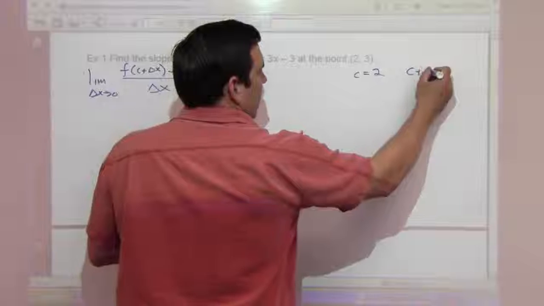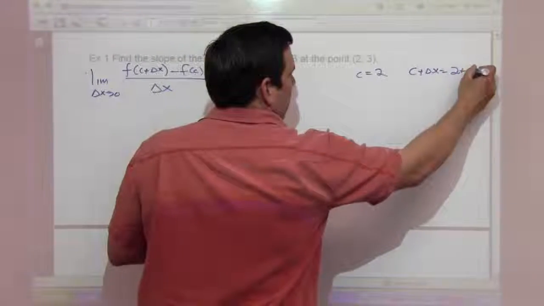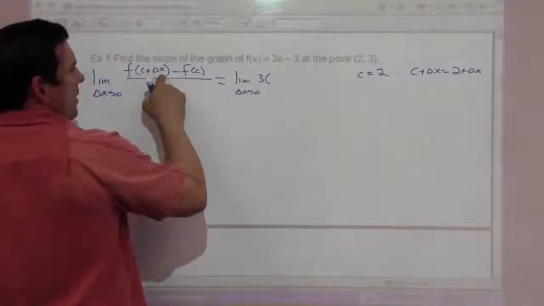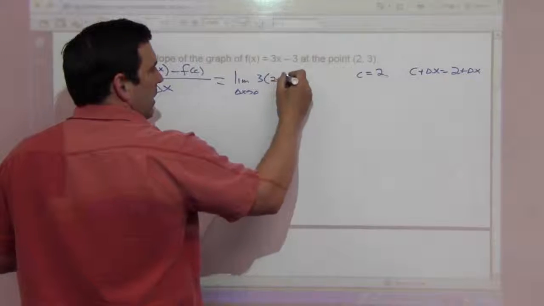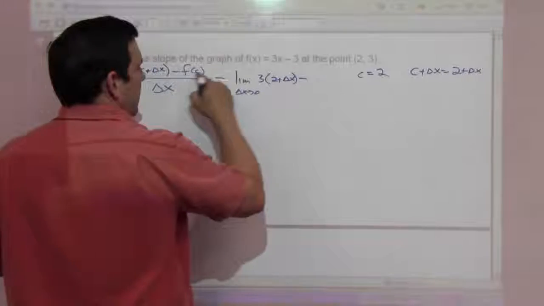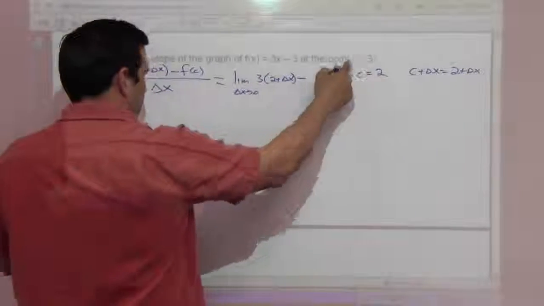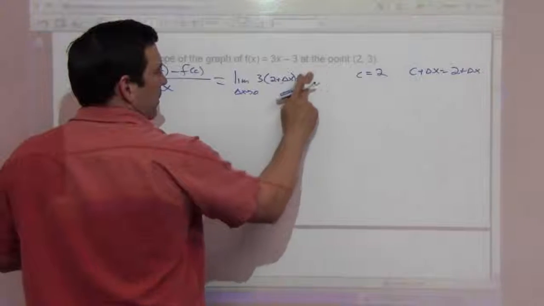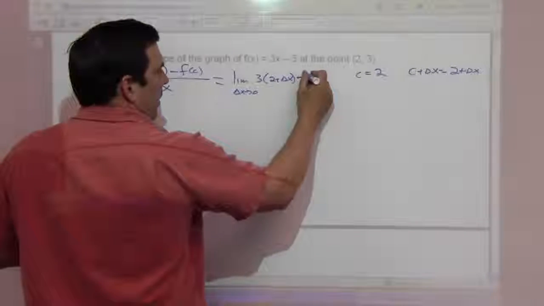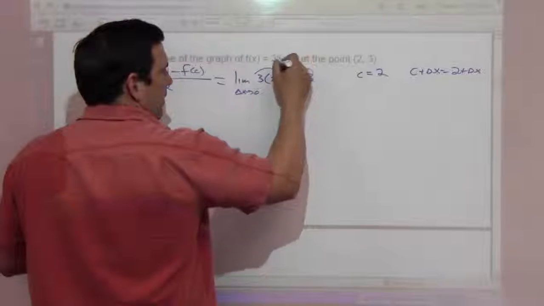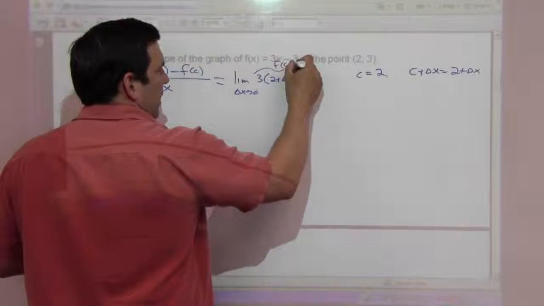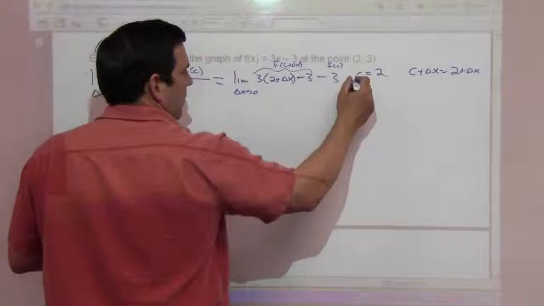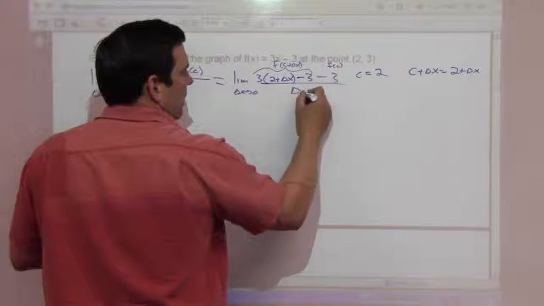So c plus delta x is going to be 2 plus delta x. So we're going to have 3 times c plus delta x, that's 2 plus delta x, minus f of c, which is just our 3. So this portion here is f of c plus delta x, minus 3, this is f of c, over our delta x.